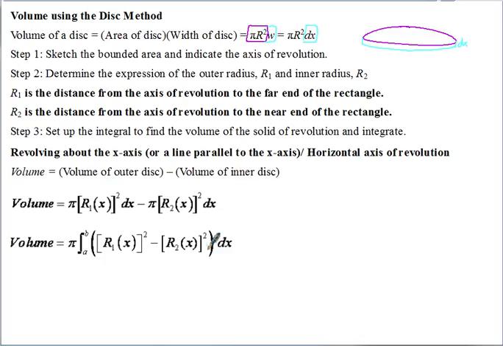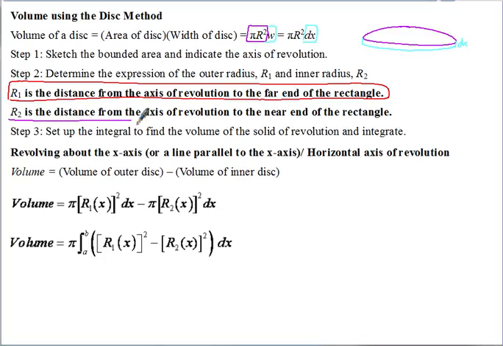radius squared. So R1 here represents the distance from the axis of revolution to the far end of the rectangle, which we'll see. And R2, your inner radius, is the distance from the axis of revolution to the near end, or close part of the rectangle.